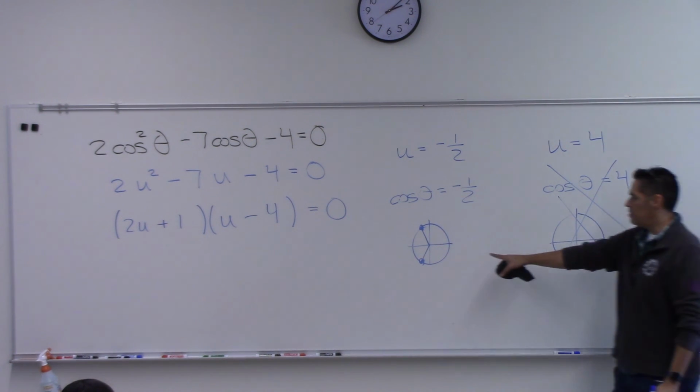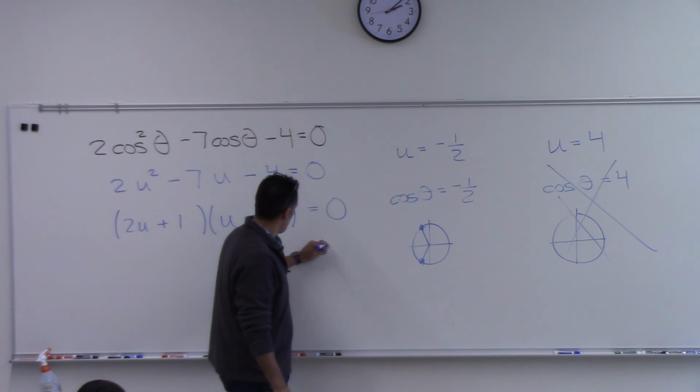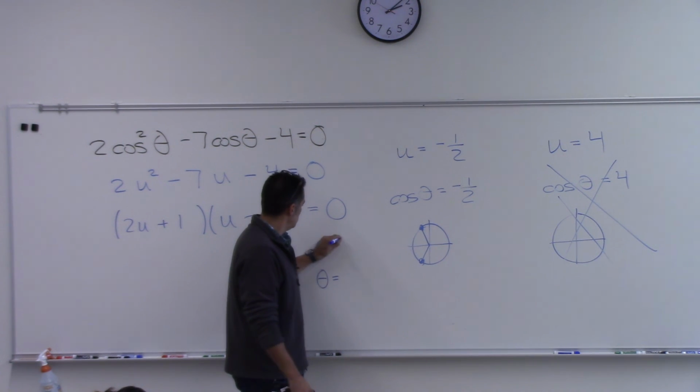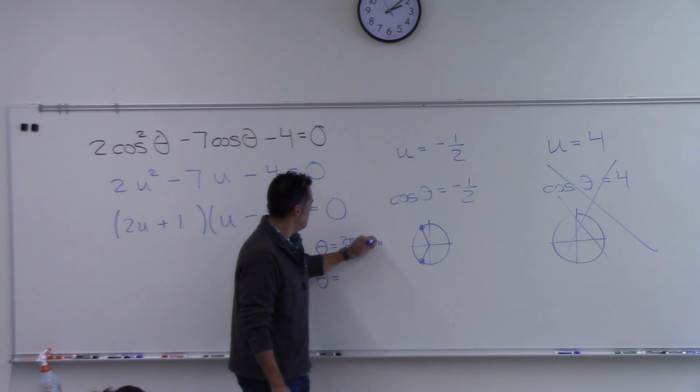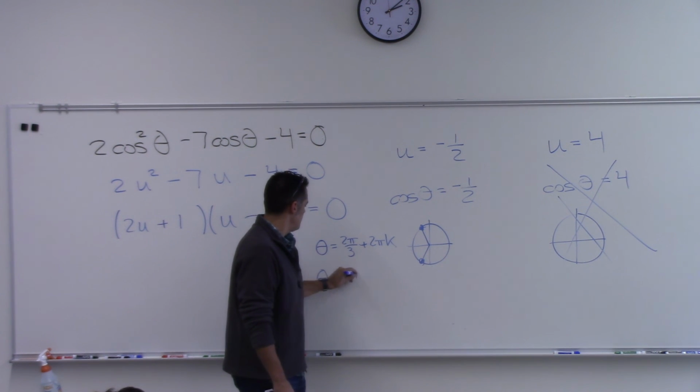We have two sets. Here, theta must be something and something. That angle, 2 pi over 3 plus 2 pi k. And then this one should be 4 pi over 3 plus 2 pi k.